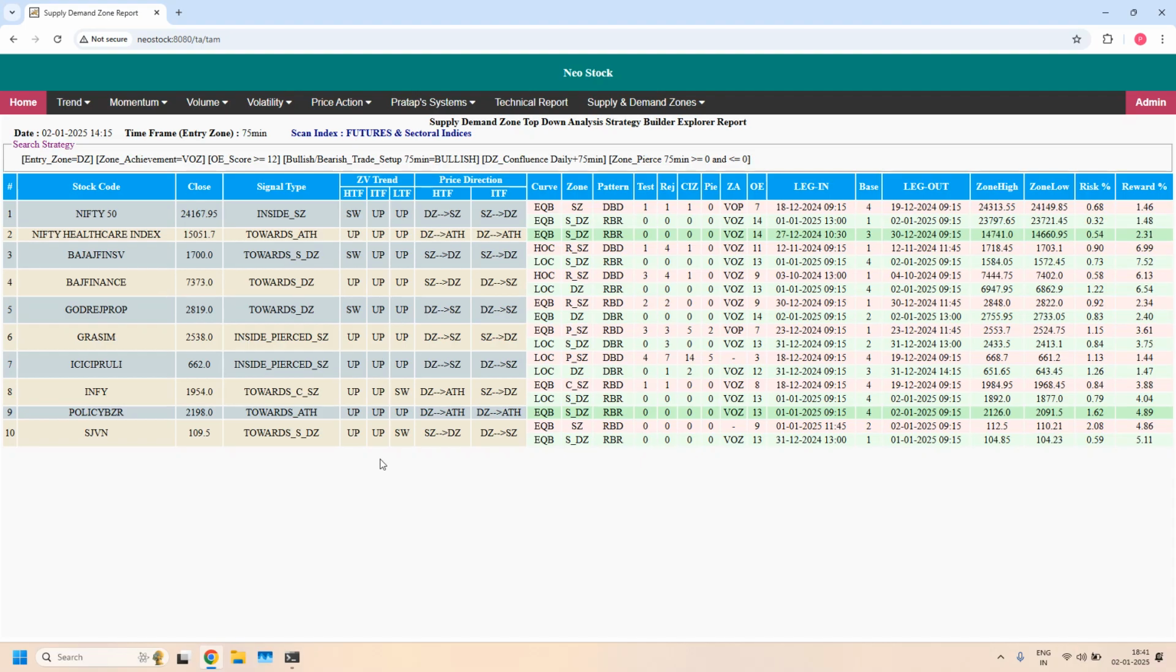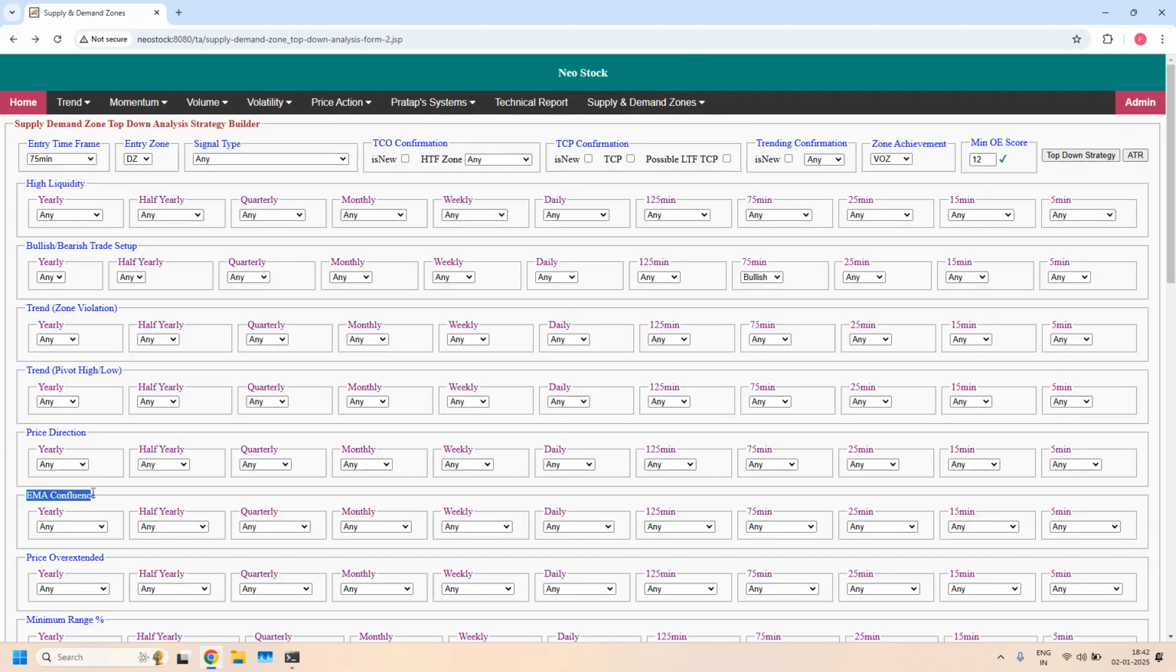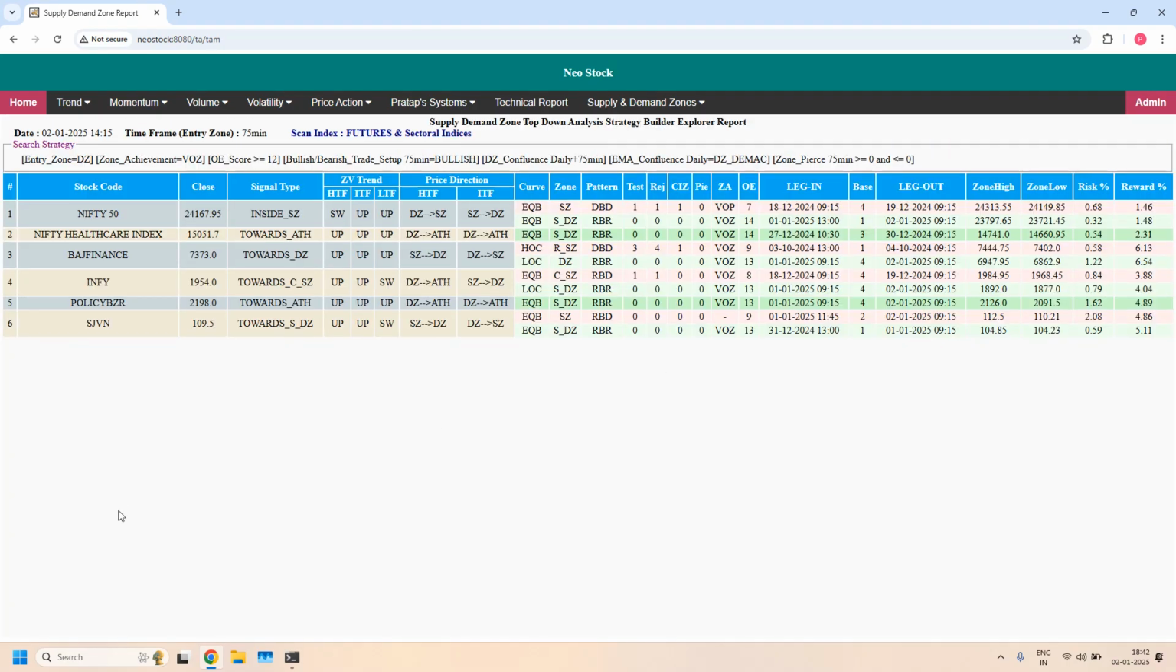If daily demand zones are having daily EMA confluence, those stocks could be even more high probability trade setup supported stocks. So in the EMA and daily time frame, I am selecting the filter daily demand zone with daily EMA confluence. We got 6 stocks. So these 6 daily demand zones are even more high probability trade setup supported stocks. Nifty 50 also having a demand zone, 75 minutes demand zone, which is part of the daily demand zone. Okay, this is based on LTF and ITF demand zone confluence and EMA confluence.